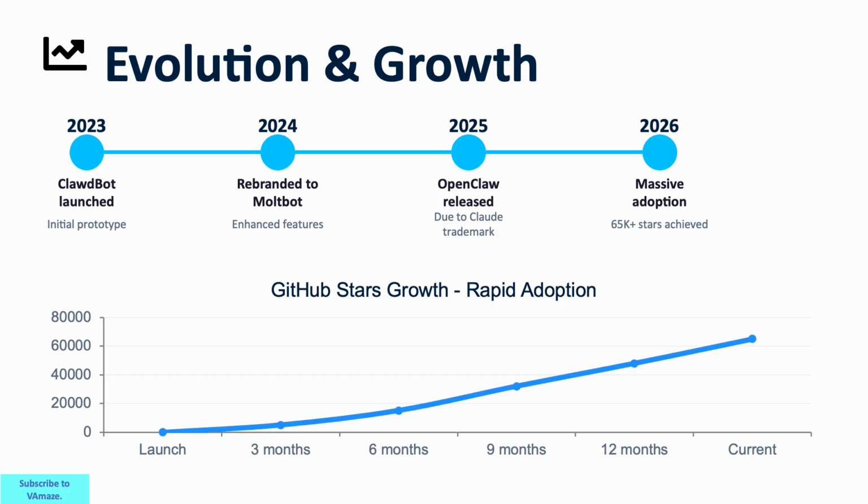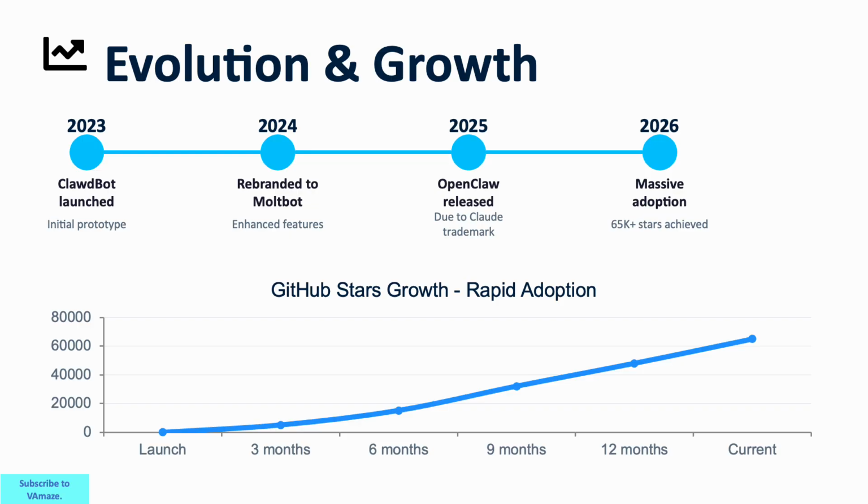Every great tool has an origin story, and OpenClaw's journey is fascinating. It all started back in 2023 with a project called ClaudeBot. This was the initial prototype, a simple AI assistant that showed promise but was still rough around the edges. By 2024, the project had evolved significantly and was rebranded as Moltbot with enhanced features and better architecture. The developer community started taking notice. Then, in 2025, something interesting happened. Due to trademark considerations with the Claude name, the project underwent another rebranding and became OpenClaw, the version we know today. And this is where things really took off.